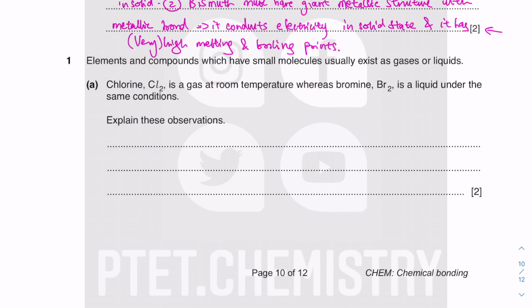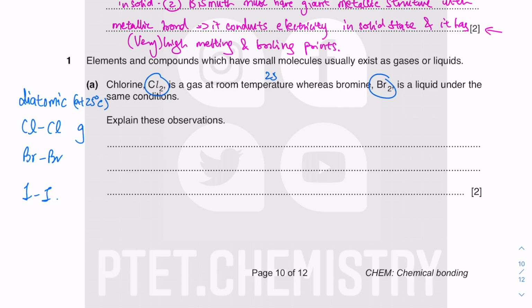Anyway, moving on. So chlorine, bromine, iodine, they all exist as diatomic molecules. Diatomic because they are two atoms making up one such molecule. Later on in group 7 chemistry, which is a topic on its own, chlorine is a gas at 25 degrees Celsius, which is room temperature. Bromine is a liquid and iodine is a solid.